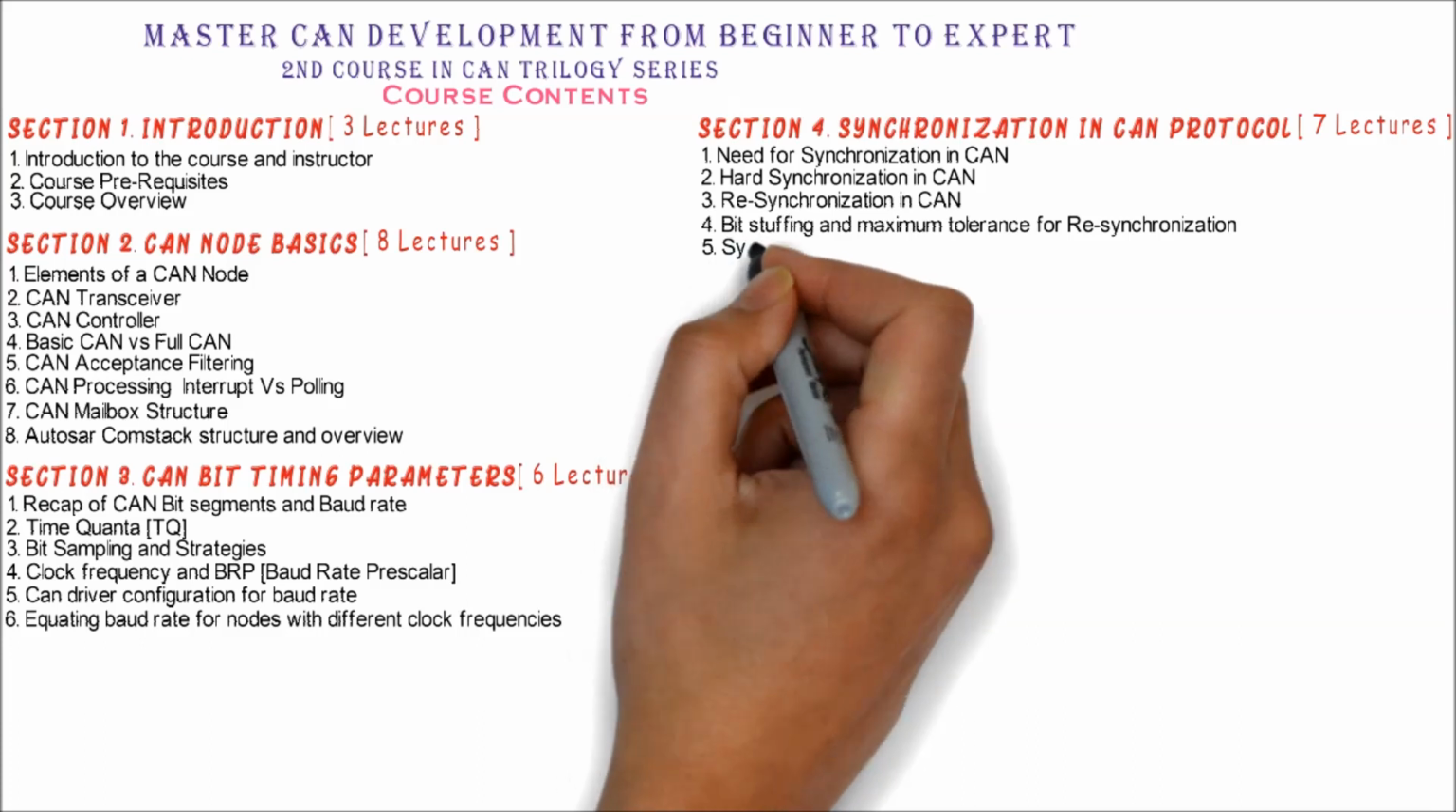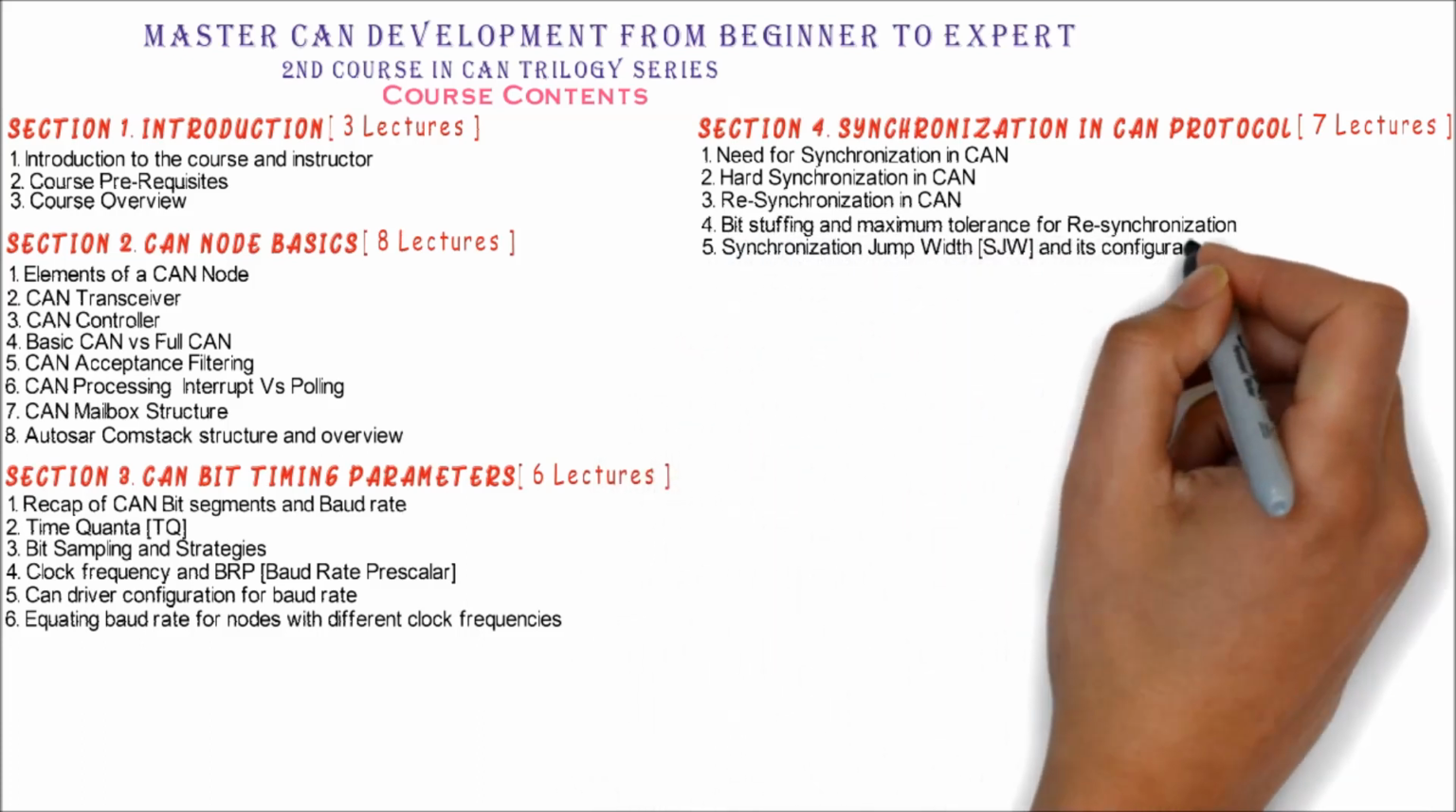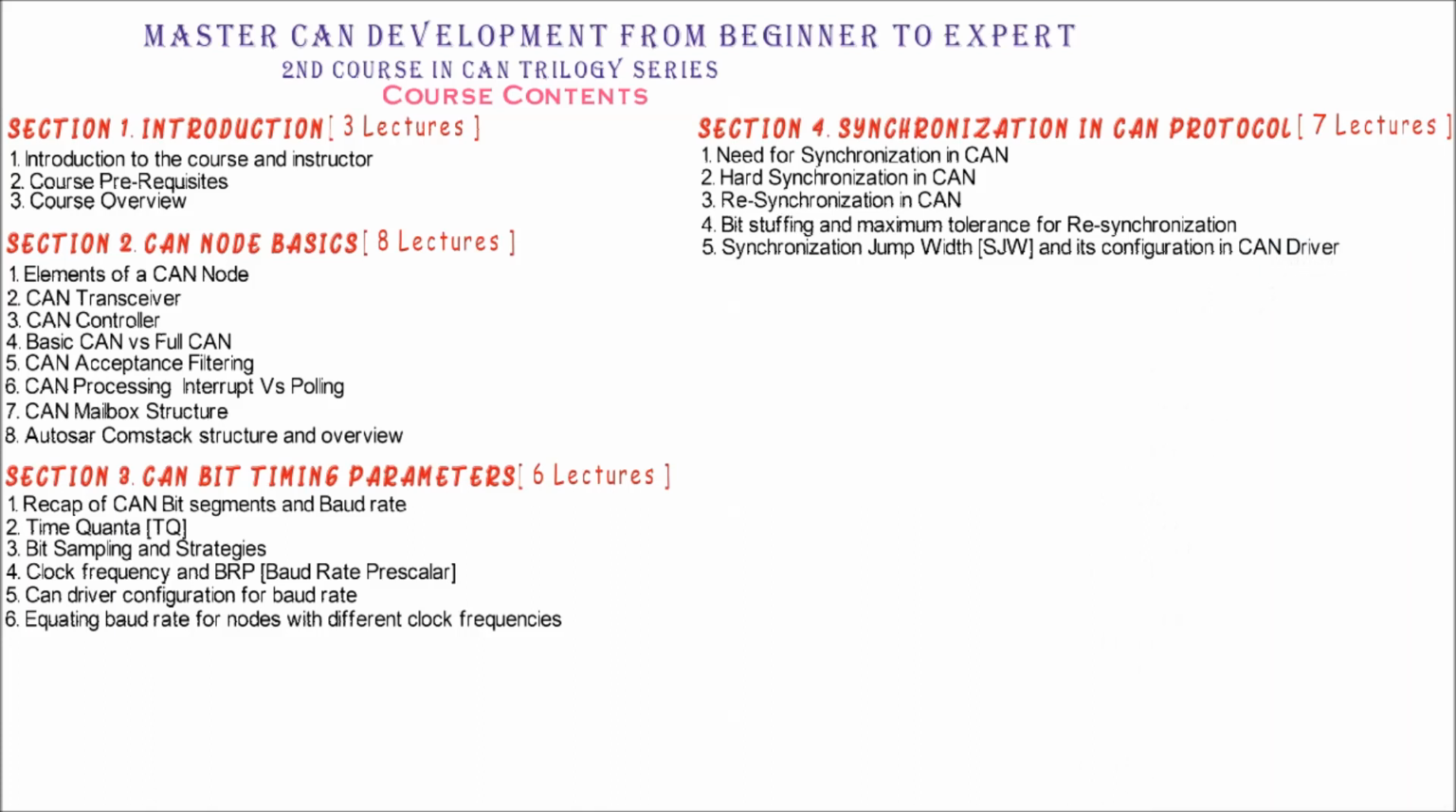And the fifth lecture is synchronization jump width, SJW, and its configuration in CAN driver. Here the configuration of SJW in CAN drivers is understood. What is synchronization jump width? What is its significance? What are the minimum and maximum values it can take? And how it is configured in the CAN drivers. All these are explained and demonstrated.